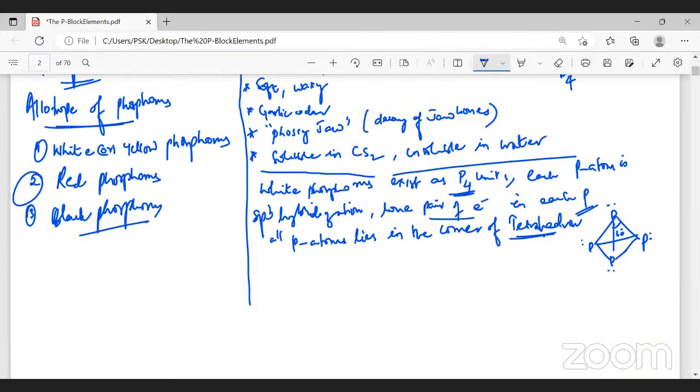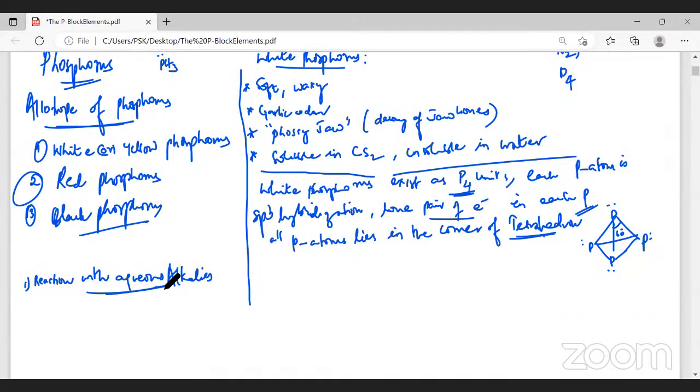Now, the chemical properties or the reactions of white phosphorus. The first one is reaction with aqueous alkali. Alkali is nothing but base. Reaction with aqueous alkali, an important question. They can ask you a question, how is phosphine prepared? So phosphine is prepared from white phosphorus by reacting it with an alkali.